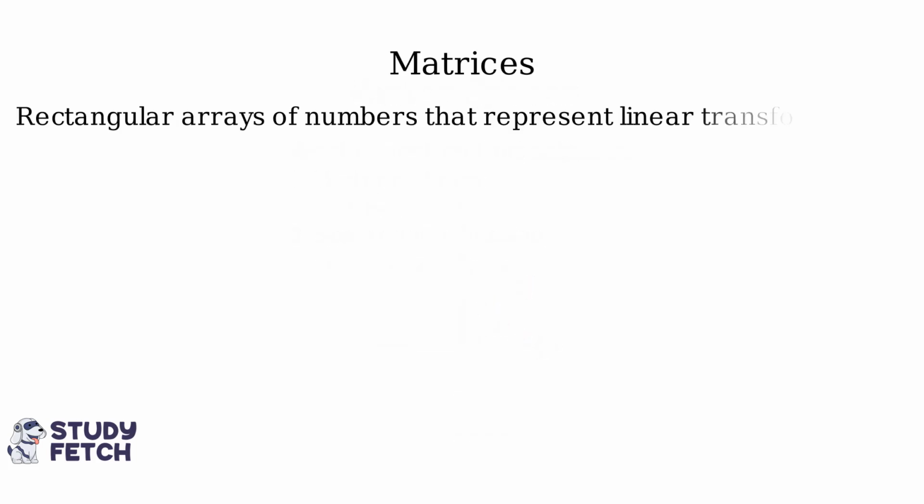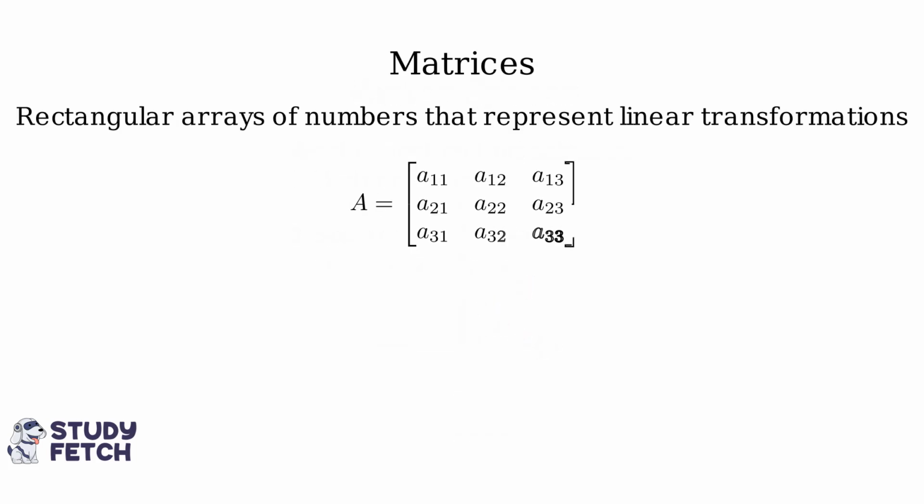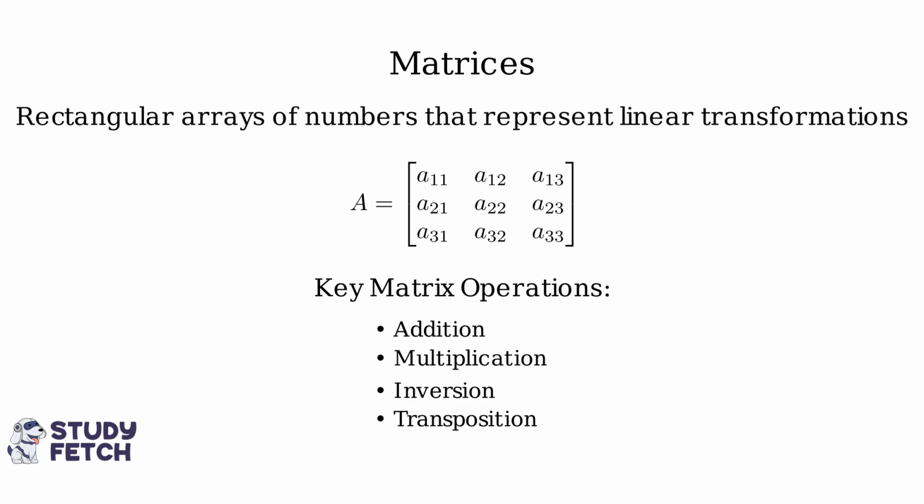Matrices are rectangular arrays of numbers that serve as powerful tools for representing linear transformations. Key matrix operations include addition, multiplication, inversion, and transposition. These operations allow us to manipulate and solve complex linear systems.